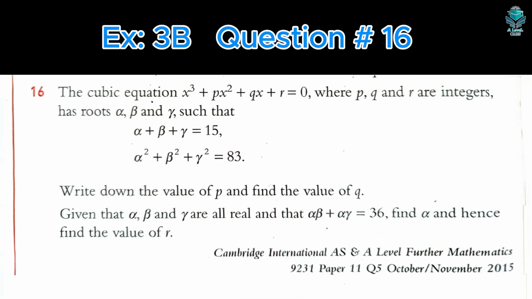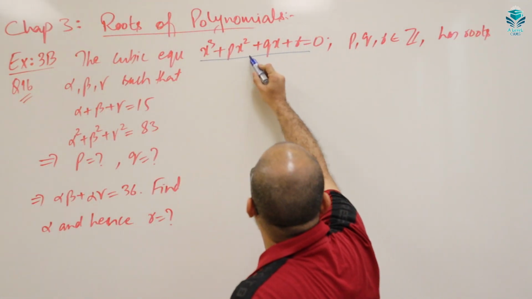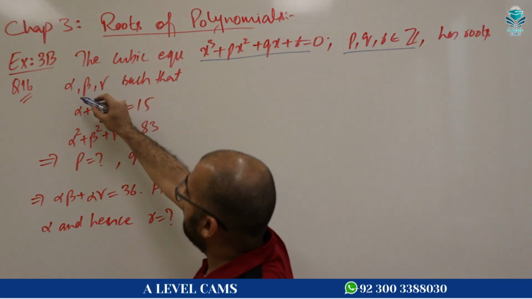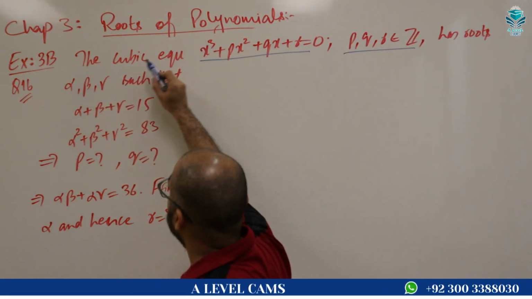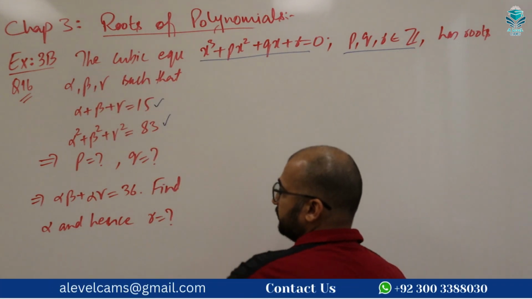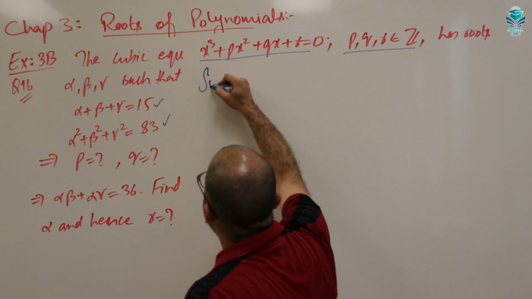In this lecture we are given a cubic polynomial in terms of p, q and r, where p, q, r are integers, which has roots alpha, beta and gamma. This equation has three roots. The relation between the roots is given as this. We have to find the value of p and q.